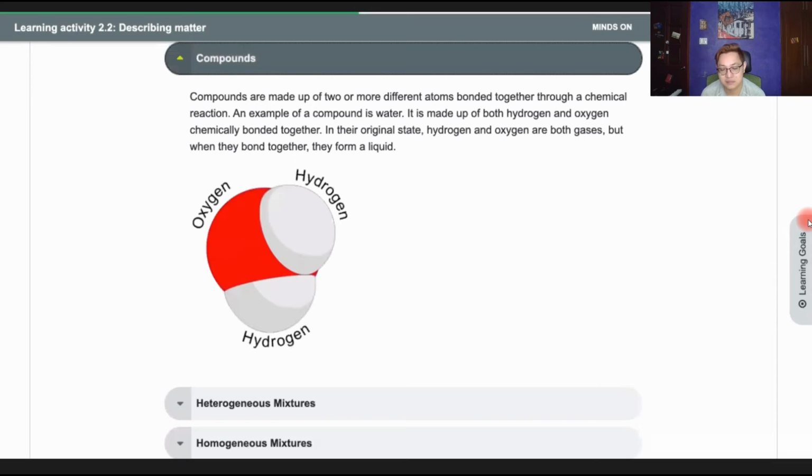Compounds are made of two or more different atoms bonded together through a chemical reaction. An example of a compound is water. It is made up of hydrogen and oxygen, chemically bonded together. Hydrogen and oxygen are both gases in their original state, but when they bond together, they form a liquid.